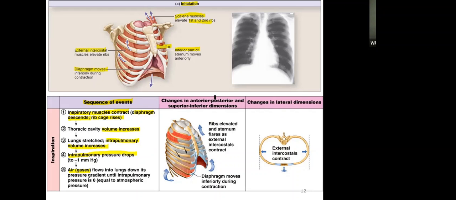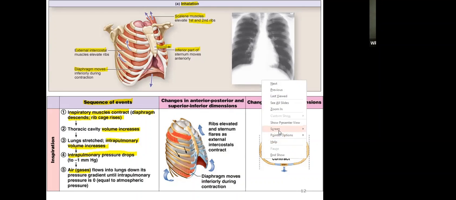The ribs, the changes in the anterior and posterior, superior, inferior dimensions. The ribs elevated, the sternum flares as external intercostals contract. The diaphragm moves inferiorly during the contraction. And so what we'll see on our X-ray are the following points.